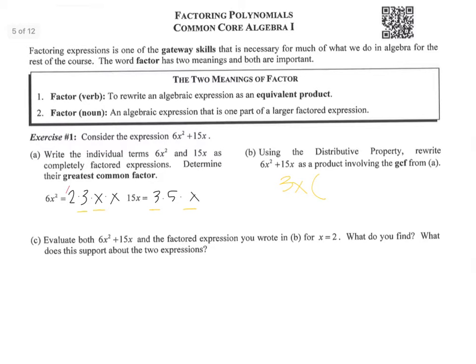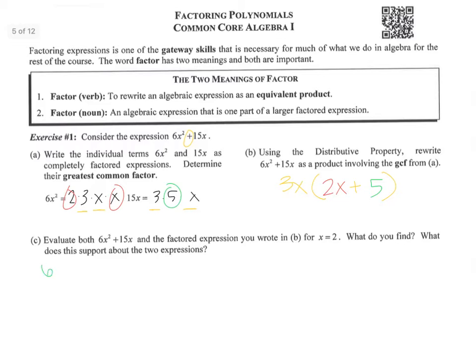Now we figure out what's left. I have a 2 and an x left, and I have a 5 left. So now I need to figure out what happens between them. Well, it's adding. So we add. Now we're going to try both of them, but put 2 in for x.